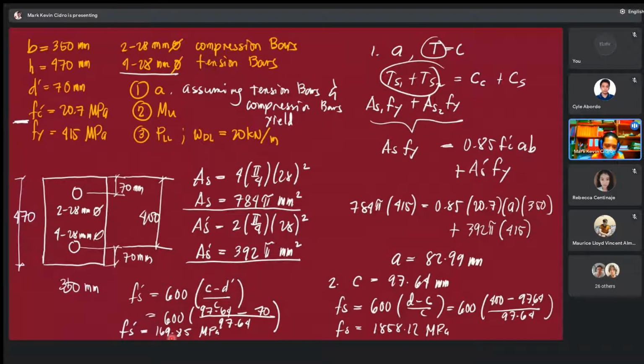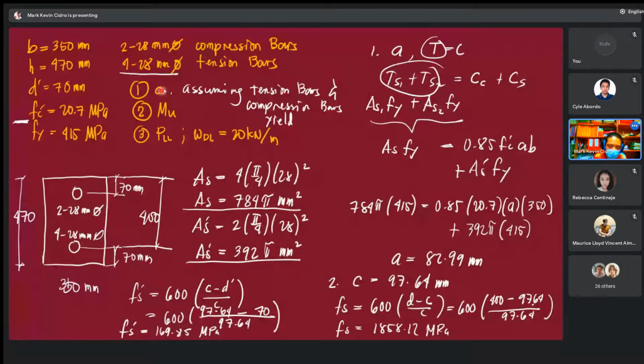Your Fs prime is 169.85 megapascal, which is lower than Fy. Right? So your assumption that the compression steel yields is wrong. The assumption that the compression bars yield is wrong. But the problem specified that you have to assume that the tension bars and the compression bars yield.